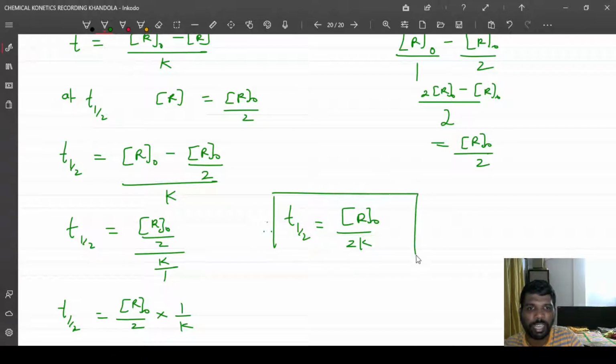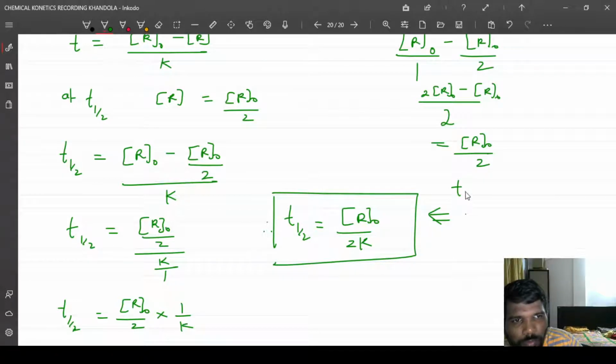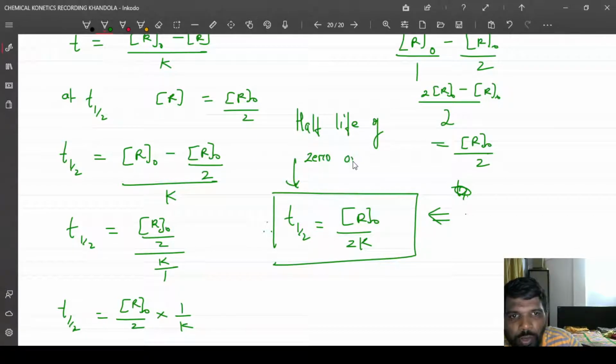So this is the expression for t half. If you want to find the half-life, it is the initial concentration of the reactant divided by 2 and its rate constant. This is t half, or half-life, the formula for the half-life of a zero order reaction.